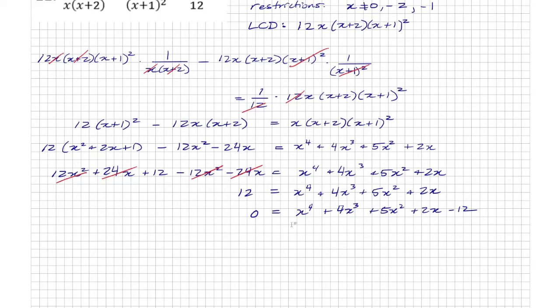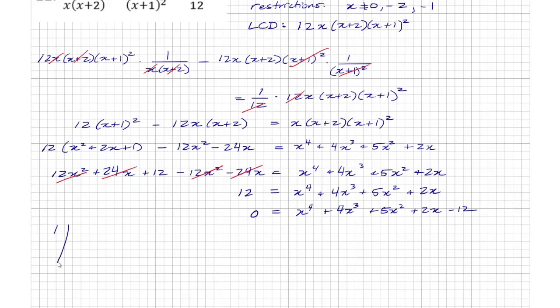I'm going to solve by factoring, so I'm going to list all my factors of negative 12, and then see if I can find factors that would cause this to equal 0. So I'm going to use the factor remainder theorem, right? And I find that 1 does work. So my first round of synthetic division will be as follows.